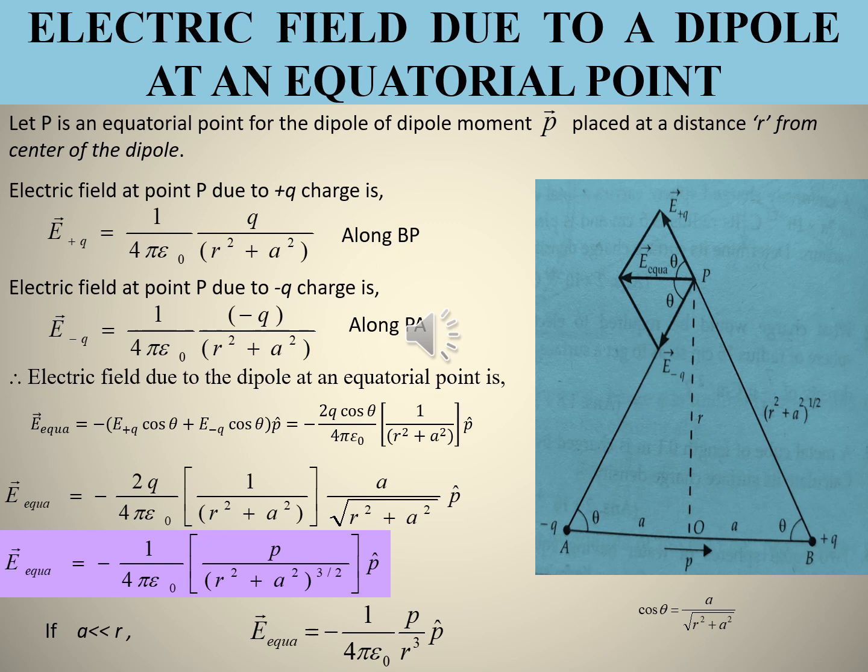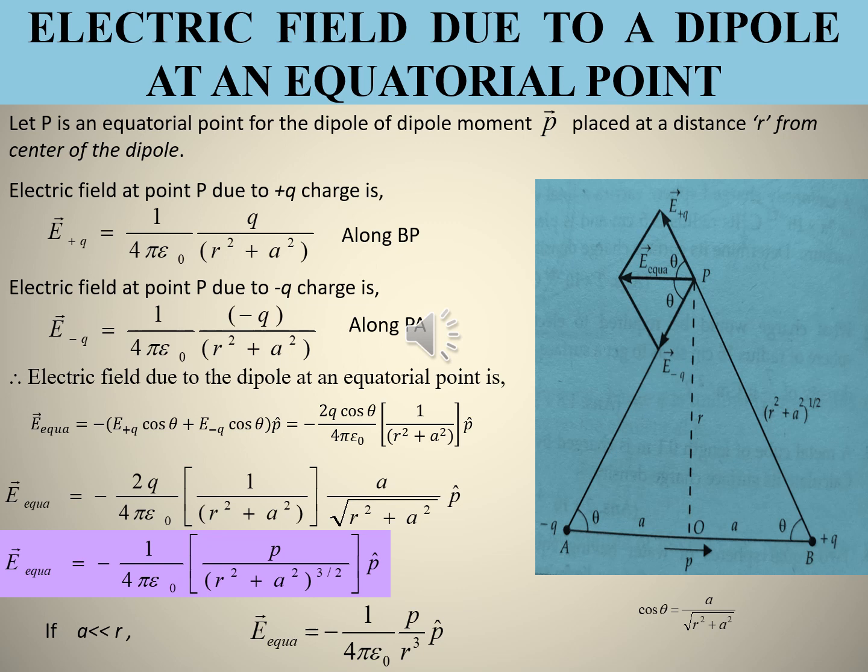Similarly, electric field at point P due to minus q charge is given by 1 by 4 pi epsilon naught minus q by r square plus a square, which is directed along PA. This direction of the electric field due to minus q charge is along PA. It is because the charge is negative and therefore the direction of the field is from the point towards the charge. So it is along PA.